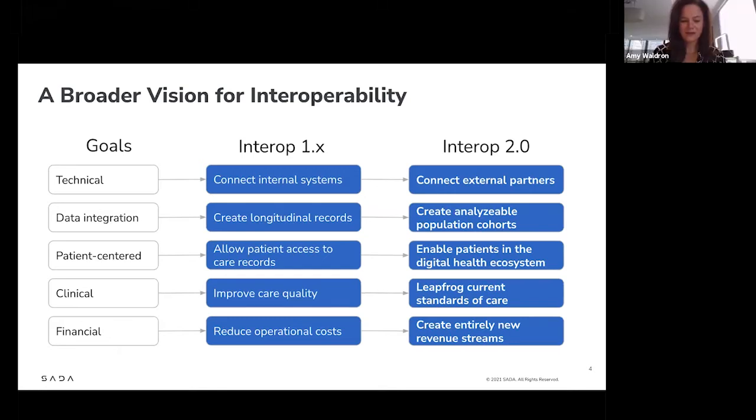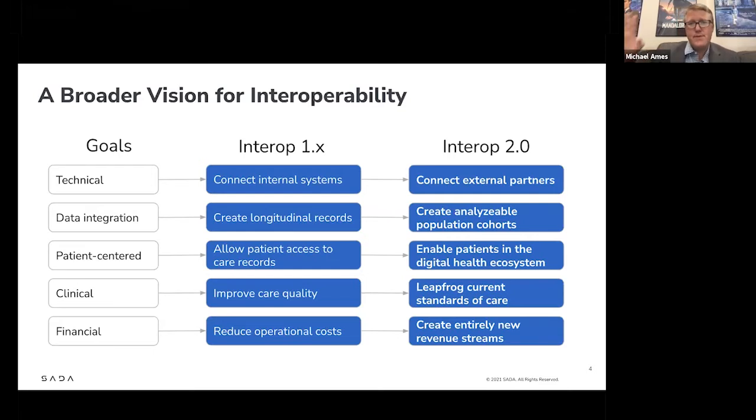The patient-centered view goes from just let them see their record and have insight into that to how do we enable them to take part in this exploding digital health ecosystem, to get more control over their care by the things that they decide to install on their phone or their watch or how they communicate with their providers. Ultimately, clinical improvements can go beyond just incremental changes in care quality to leapfrogging current standards of care. And financially, far beyond how do we reduce operational costs, we can create entire new revenue streams using the data and the systems that are already at our fingertips as we work to bring those data together and to enable their sharing in new and exciting ways.